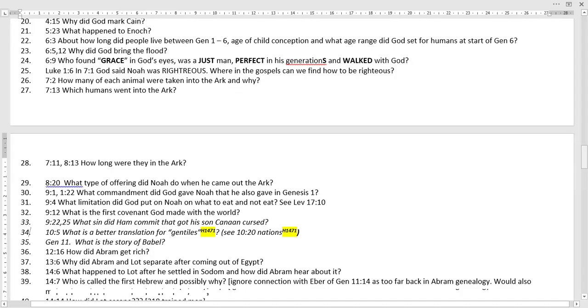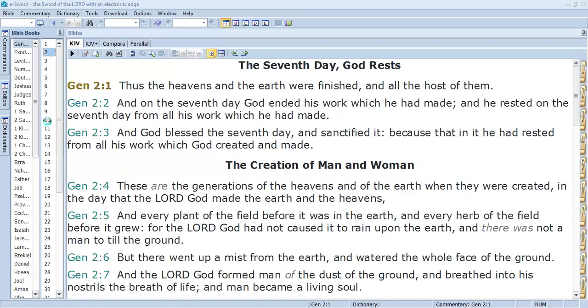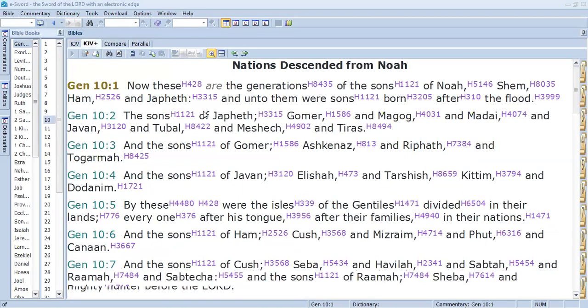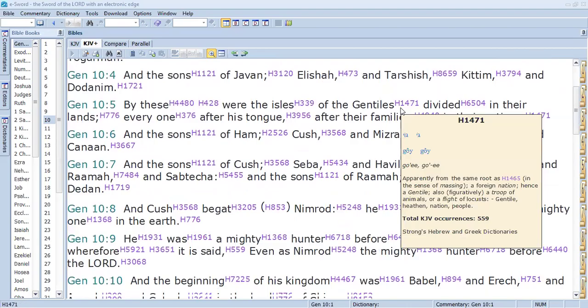Question 34. What is a better translation for Gentiles? This is another important one. I'll show you, like the word woman and wife. Gentiles really means nations. So let me take you to Genesis chapter 10, verses 5 and 20. Right, Genesis chapter 10, verse 5. We see the word Gentiles has the same Hebrew word, Strong's number 1471, translated as Gentiles. And then verse 20.